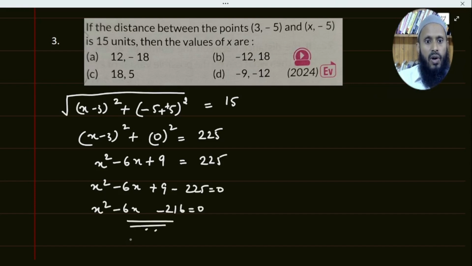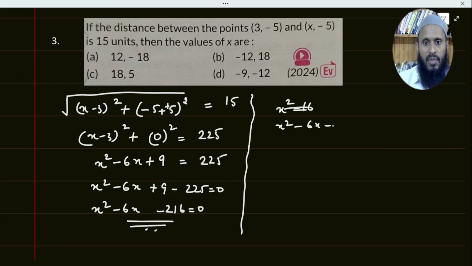Now if I solve this quadratic equation, I'll get two values for x. That will be my answer. So I'll try to solve it using the quadratic formula. We have x square minus 6x minus 216 equal to 0. Here a equal to 1, b equal to minus 6 and c equal to minus 216. So what will be b square minus 4ac? Minus 6 whole square minus 4 into 1 into c, which is minus 216.